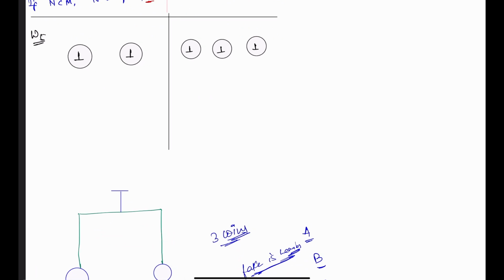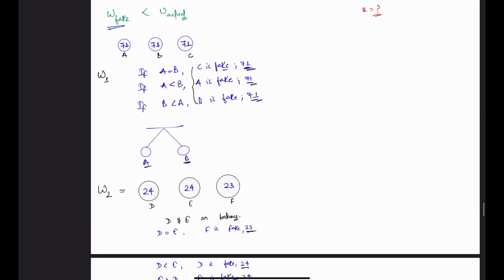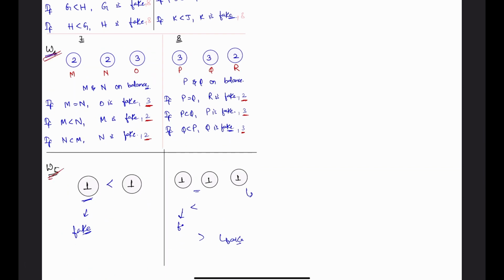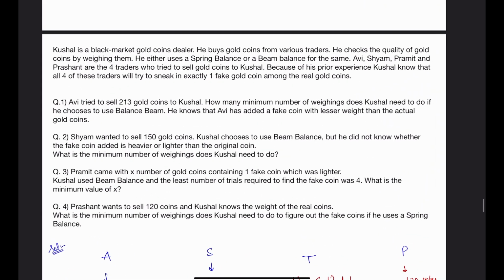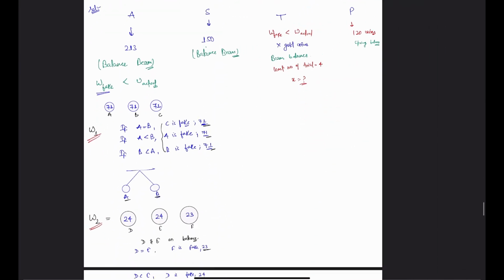So again we will keep them, and whichever is lighter is fake. If this is equal, this is fake. If this is less, this one is fake. If this is heavy, this one is fake. So how many weighings did we actually need to find out? 1st weighing, 2nd weighing, 3rd weighing, 4th weighing, 5th weighing. So minimum how many weighings did we need? The answer is 5 weighings. So this question, this part 1 is done, right?